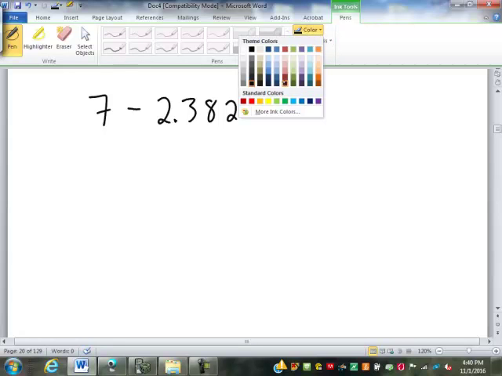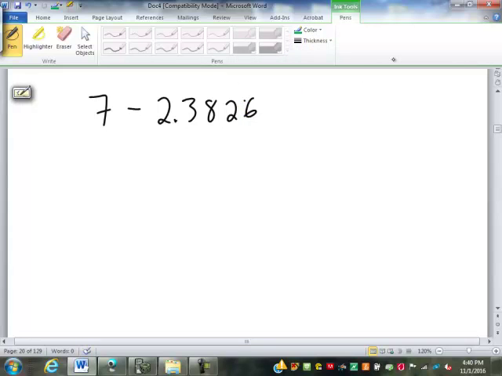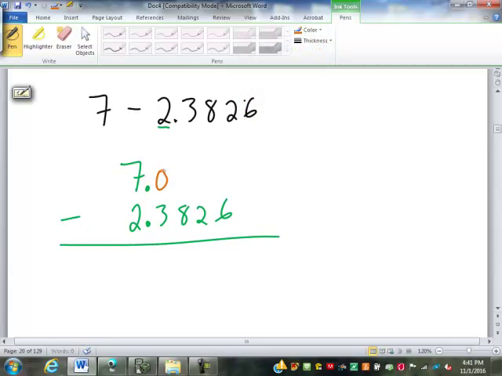Seven minus 2.3826. So I put in the 7. Now, like we saw in a previous example, where's my decimal point? Right at the end. So I put my decimal point below it. In front of the decimal point here is just the 2. Then 3826. We are subtracting. Once again, we have to fill in zeros to fill those decimal places.